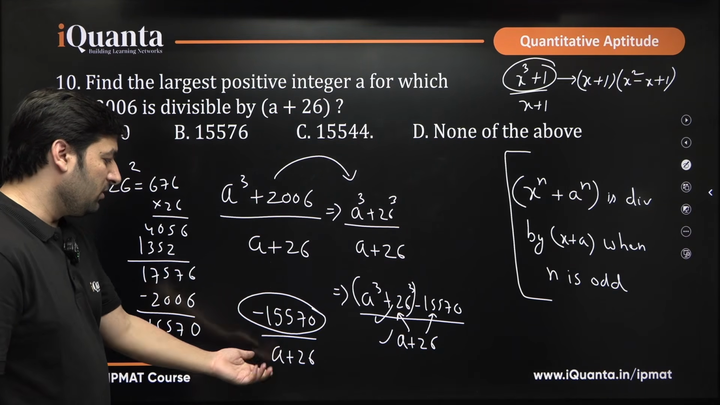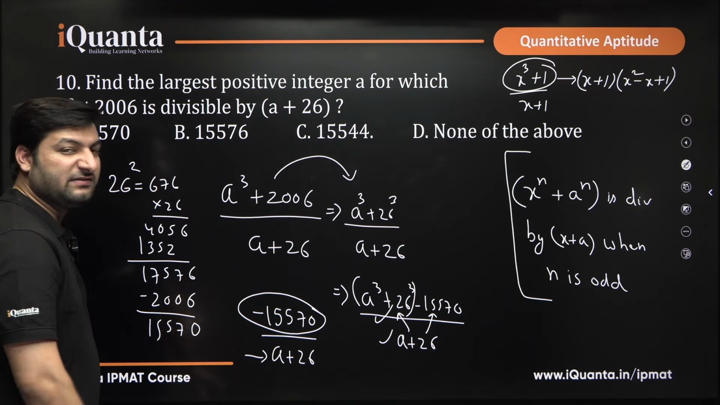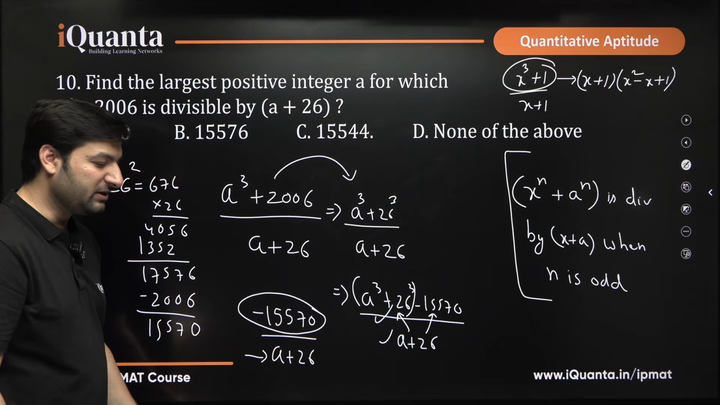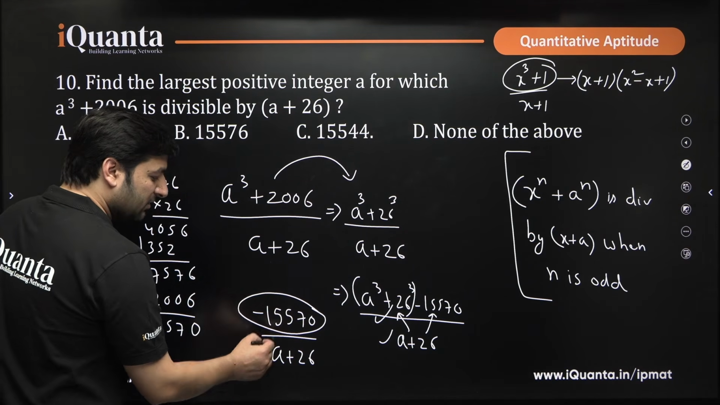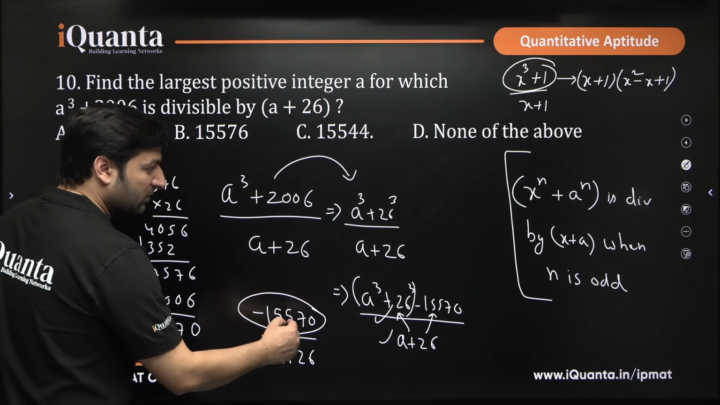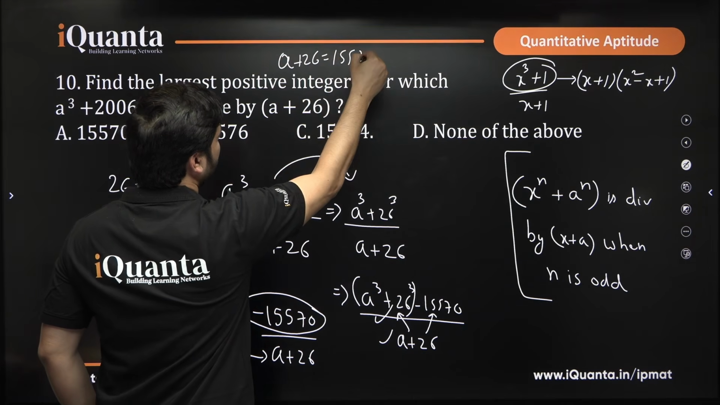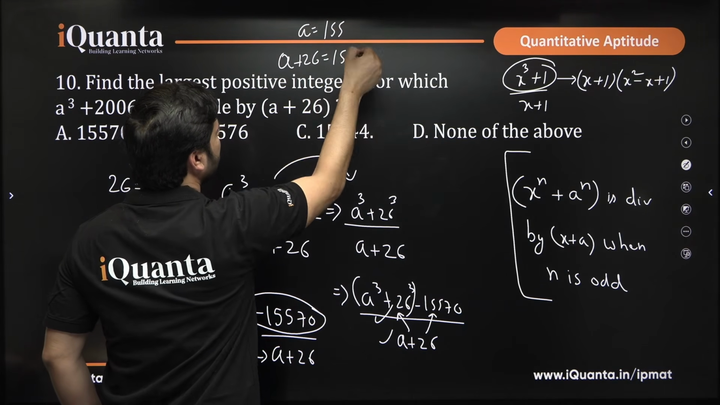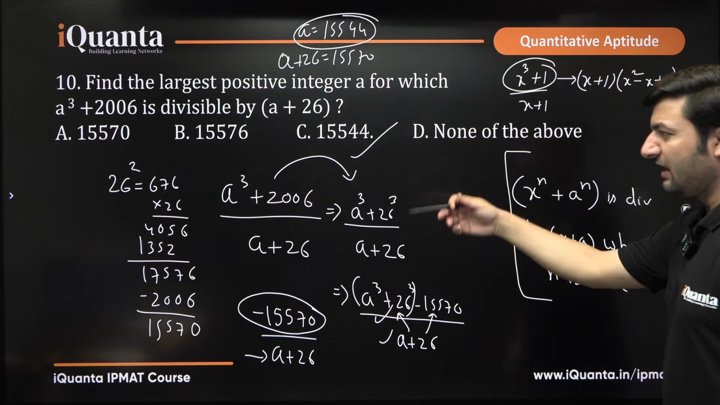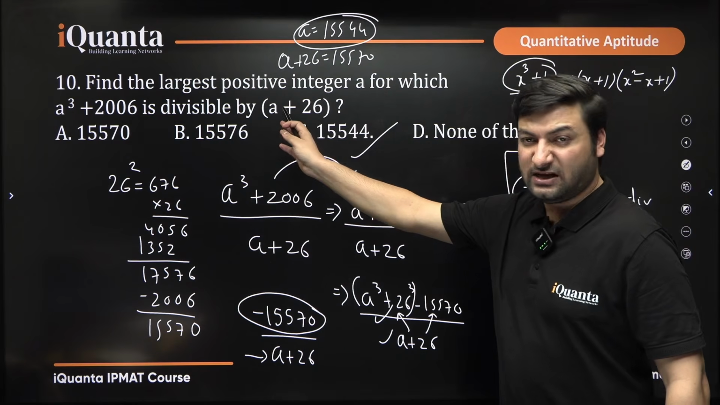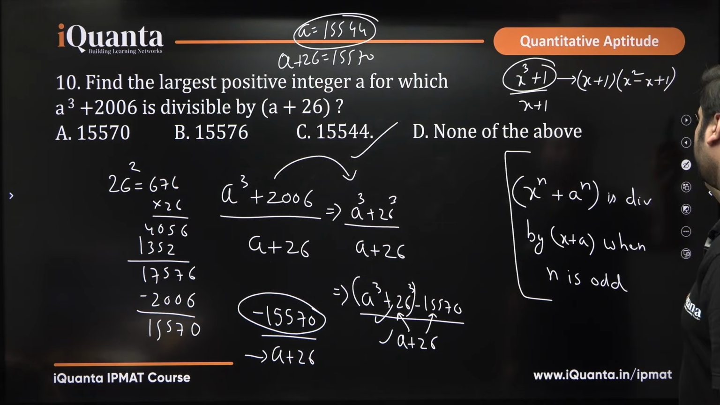So what will you do? You will try to make the divisor the same as the dividend. You will try to make the denominator the same as the numerator. So what should the value of a be to become 15570? If a plus 26 should be 15570, that means a should be 15570 minus 26, which is 15544. This should be the biggest value of a, which is option C, and in that case this a plus 26 divides the other expression that we were given. I hope this is clear. This is a very good question, okay.